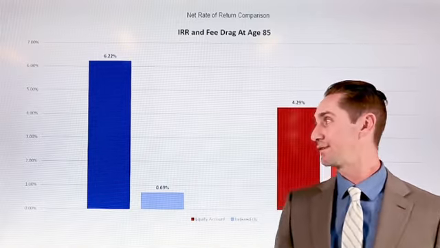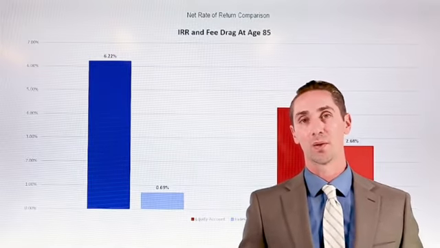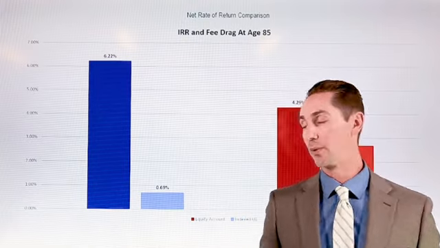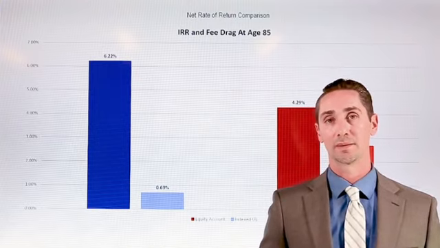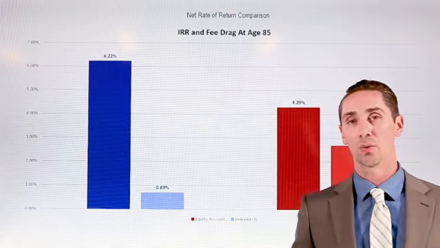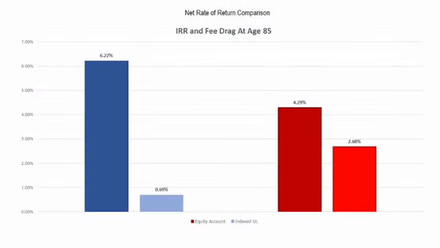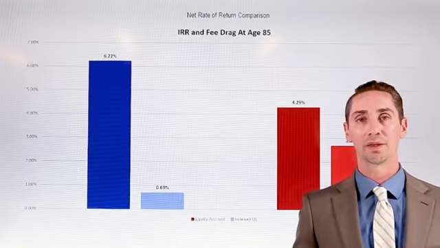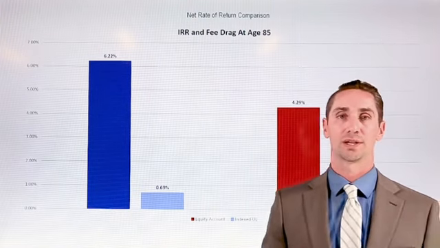Again, if we look at it in a more visually appealing way, we look at the IRR and fee drag at age 85. You can see again, same exact 6.9% gross rate of return. The net IRR after the policy expenses was 6.22% for the IUL with a fee drag of 69 basis points, 0.69%. When we compare that to the non-qualified equity account, again, same exact 6.9% gross rate of return, the IRR was 4.23% with a much larger fee drag of 2.68%. Those are all the management expenses and taxes on the dividends, portfolio turnover, the frictional taxation.